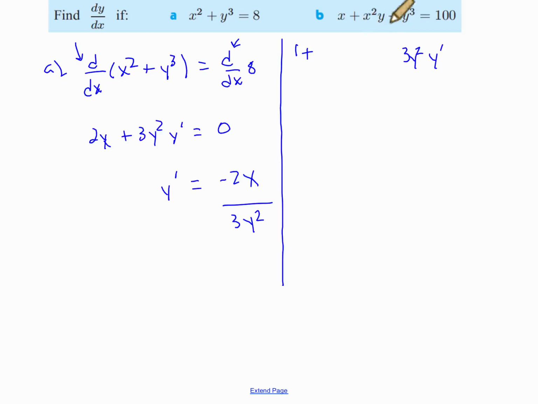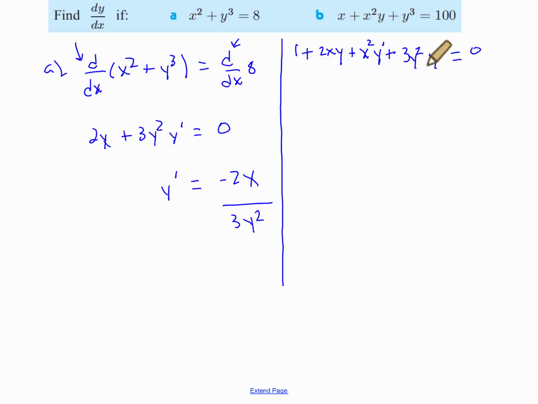Now here we have the product rule, uv. So that's going to be the derivative of the first, which is 2x. The derivative of x squared is 2x, times the second term, plus the first term, x squared, times the derivative of the second term. So the derivative with respect to y of y is simply 1 times y prime. Okay, now I'm going to redo this and not write the 1. I'm just going to put y prime, just like we put y prime here. Plus, and of course the derivative of 100 is 0.